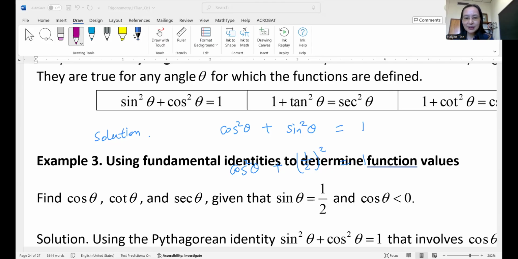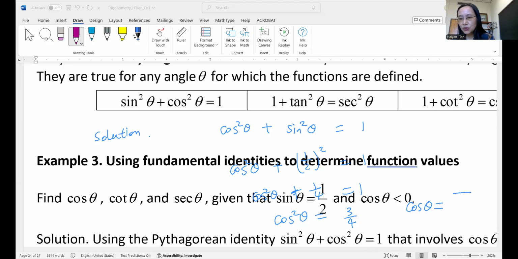We can find the cosine theta, because cosine square theta plus 1/4 is 1. Then at least we can find cosine square. Cosine square is 1 minus 1/4, 3/4. So cosine theta must be square root of this number.